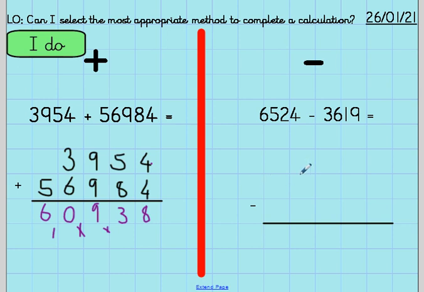So into our second one, we're looking at subtraction. 6,524 subtract 3,619. Okay, so let's have a look here. I'm going to start with 4 subtract 9. Now I know I can't do that, so I'm going to come next door. I'm going to take one of those from there. So now I've got 14 subtract 9. So I'm going to use that as a 5.